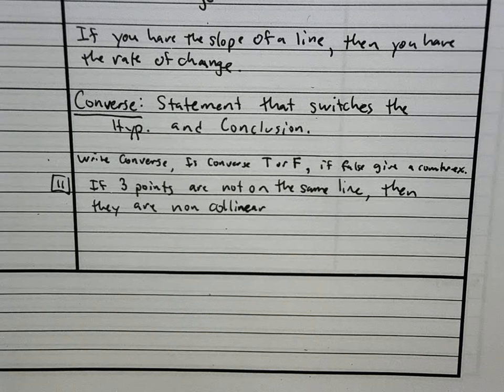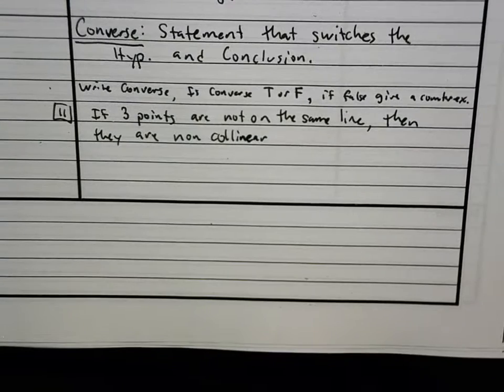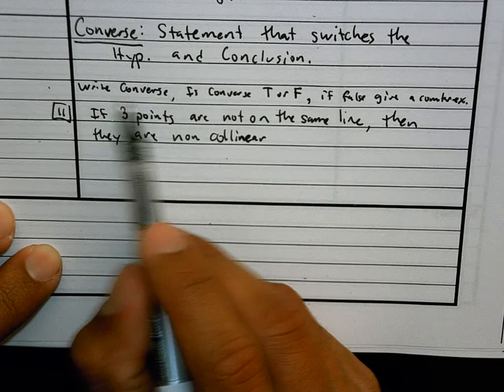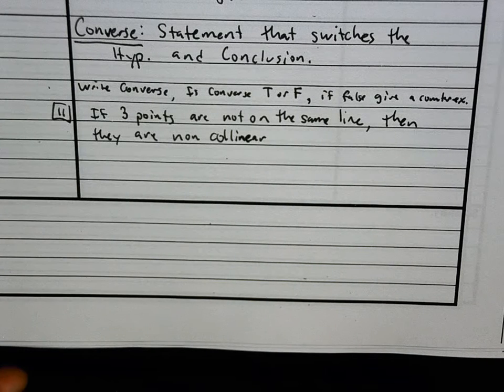Just like you were thinking about that driver's license statement, some of you knew that I can drive a car. I know this guy who knows how to drive a car, and I don't have a driver's license. That's a counterexample. You're proving it false by providing one example. Okay? We actually had 15 examples in here. If 3 points are not on the same line, then they are non-collinear. Write the converse. That's the first thing we need to do.